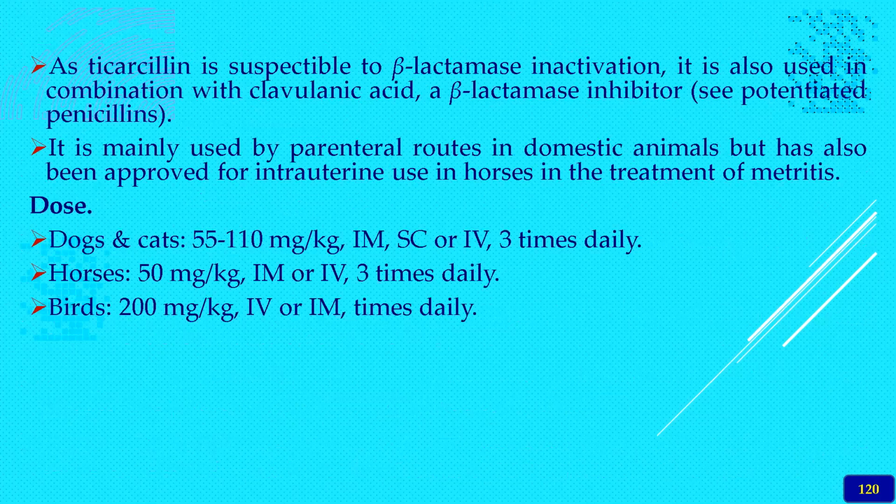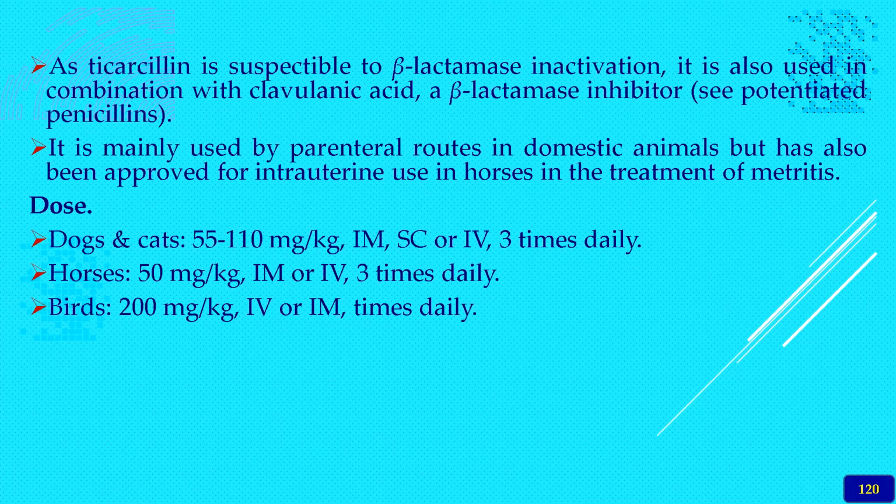Ticarcillin is susceptible to beta-lactamase inactivation once again, so it is used in combination with clavulanic acid, a beta-lactamase inhibitor. We are going to learn it later. It is mainly used by parenteral routes, especially in domestic animals, but has also been approved for intrauterine use, especially in horses, in the treatment of metritis. The dose is, as indicated here, 55 to 110 milligram per kg. In birds, it is more, that is 200 milligram per kg.